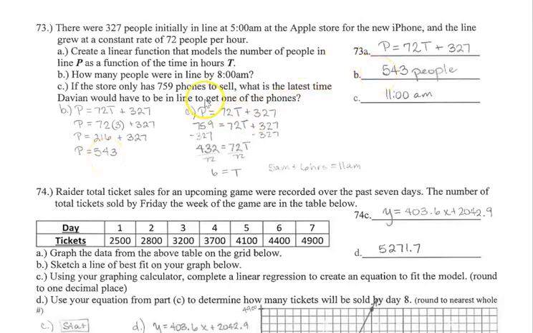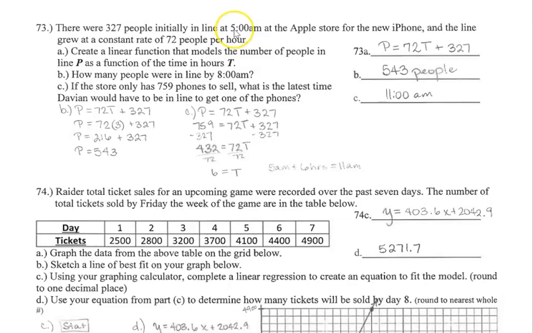All right, then it says the store only has 759 phones to sell to the people. So what's the latest time Davion would have to be in line to get one of the phones? So the number of people that are going to get phones is 759, and we want to know at what time that's going to occur. So subtract 327 from both sides and divide by 72, and we'll get T is equal to 6 hours.